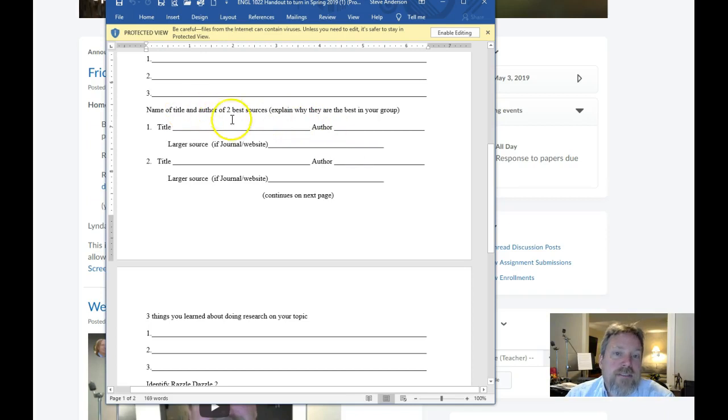Your 2 favorite sources. Explain why they're the best out of all your sources. So you'd put the title, like, so here's the article name, the author, and if it came from an article, say the Journal of the American Medical Association, you would put that there, or the website. But then you'll need to add another line or 2 about why you think it's the best.